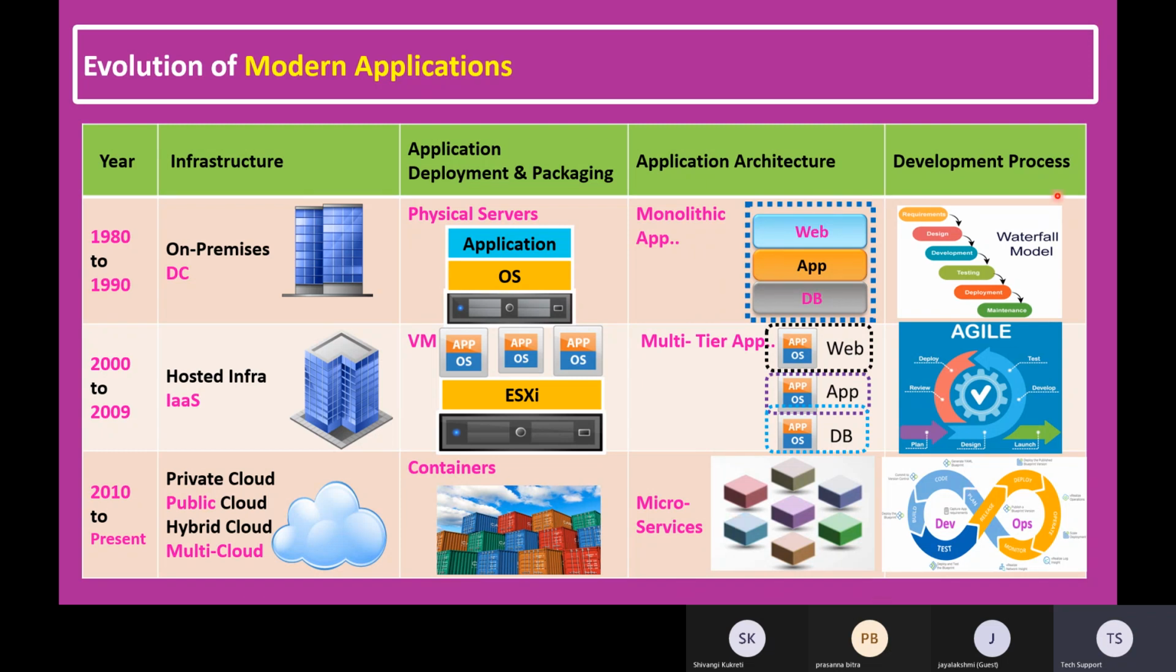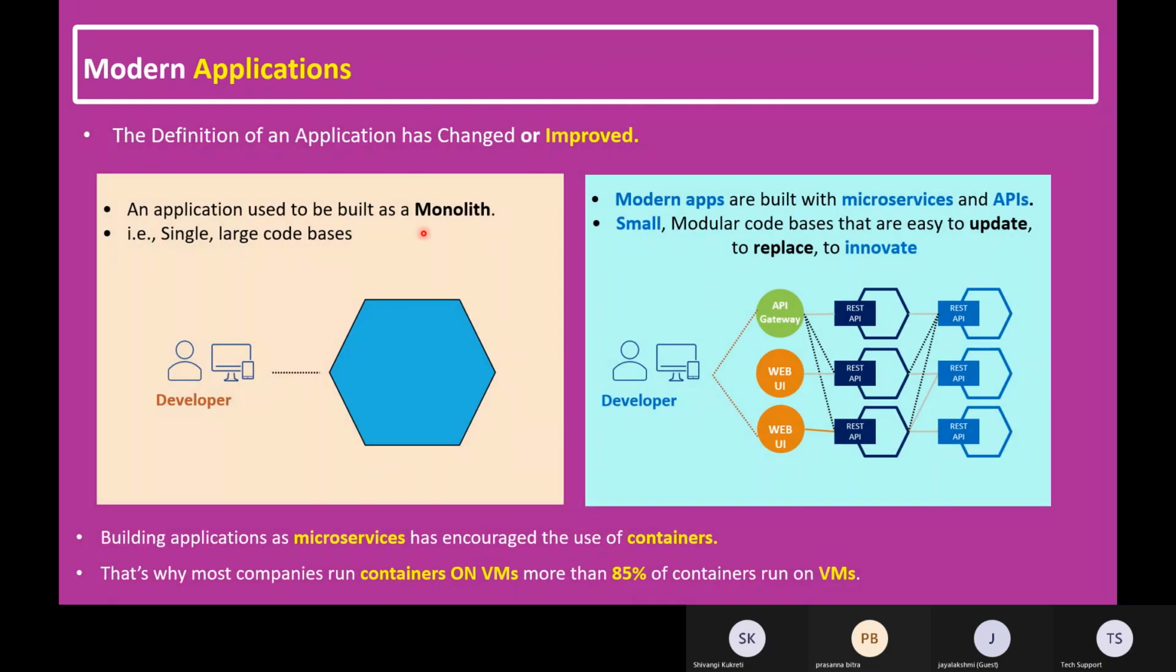And in terms of the development process, the previous process was the waterfall model, the advance on waterfall was agile, and now the current generation of development process is DevOps. Dev means development, and Ops means operations. Now we'll quickly understand modern applications and the difference between monolithic and microservices. Modern applications: the definition of an application has changed or improved.